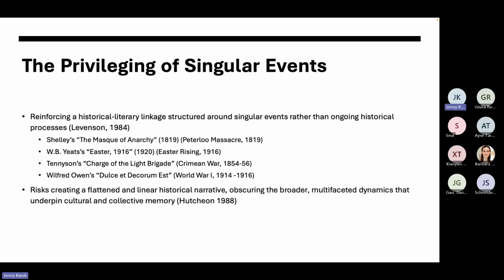Another kind of linearity is if we know that a specific poem is inspired by a prolonged event, then we'll read it in the context of that event in a very vague way. For example, Tennyson's Charge of the Light Brigade, inspired by the Crimean War. We'll think of the Crimean War as a very vague and general historical context when we're looking at the poem. Same with Wilfred Owen's poem. We think of the First World War in very general terms, and that really risks flattening the whole historical narrative.